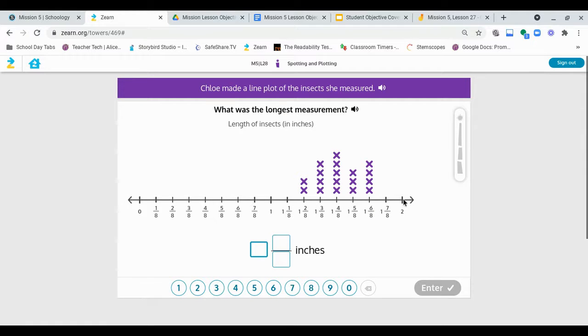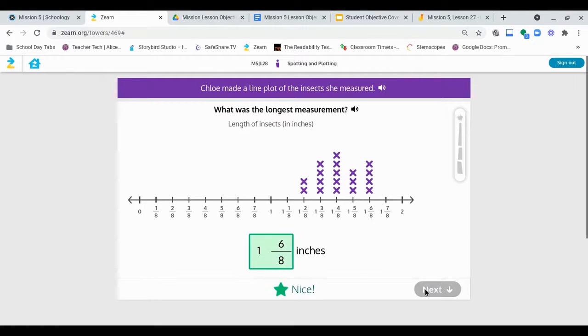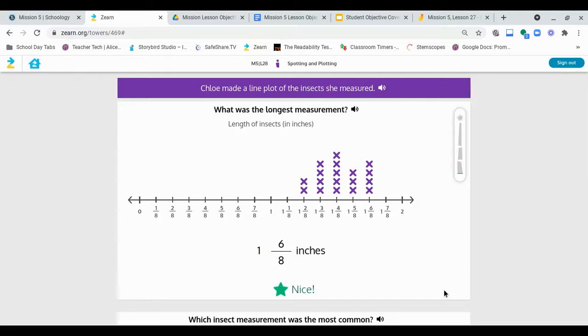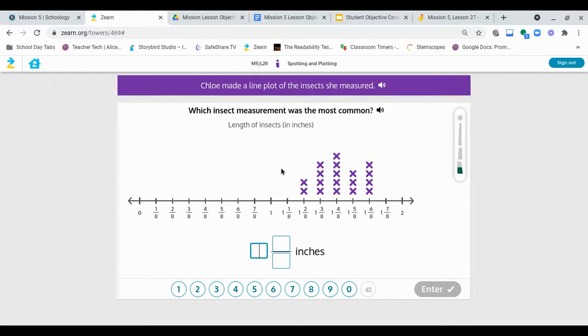Now, I know the line plot goes up to 2 and it has 1 7/8, but look, there's no X next to them. And again, we're not asking for which has the most, which would be right here. It's asking for what was the longest measurement. And so the longest measurement that has at least one X here is this 1 6/8 inches. Boop.